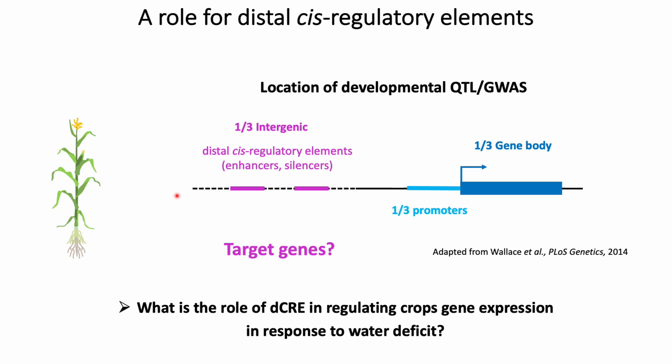The issue here is that the target genes of these elements are often unknown because they are not necessarily the closest genes, and they are also not necessarily the same genes depending on the cell types. That's why I'm interested in investigating the role of those very little known distal cis-regulatory elements in regulating crops' gene expression in response to water deficits. I'm interested foremost in identifying the genes and biological functions that are regulated by those elements.